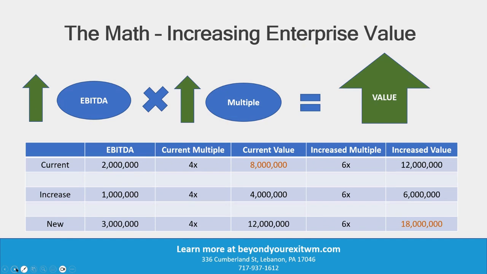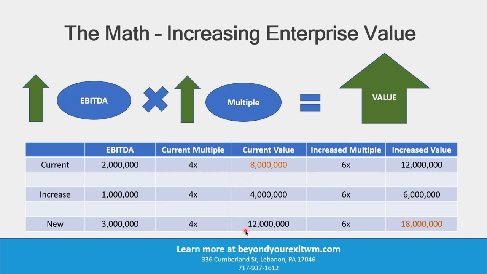So beneath that are going to be multiple examples that I want to run through here to just illustrate the potential for exponential growth when you do this within a business. So if we look at our current EBITDA value of 2 million and we have a current multiple of 4, multiply those together and you get a current value of $8 million. Now let's assume we increase our EBITDA by a million and we now have a $3 million EBITDA. We still have our current multiple of 4, multiply those together, and you now go from an $8 million value to a $12 million value.